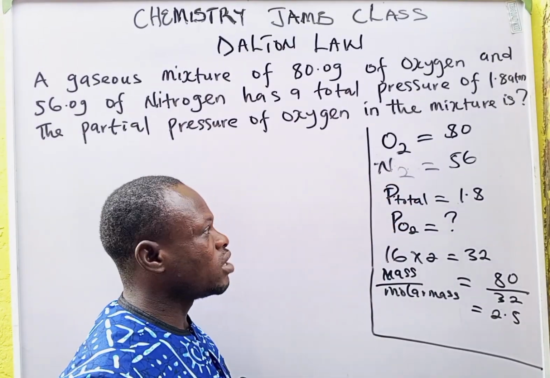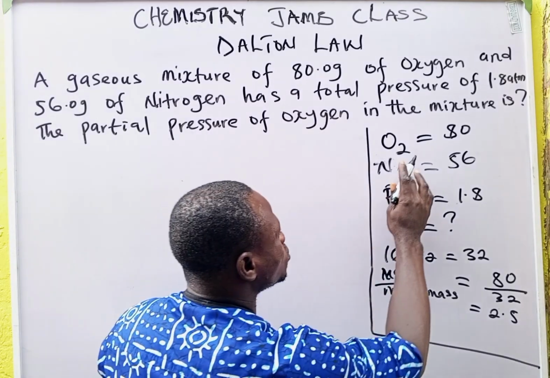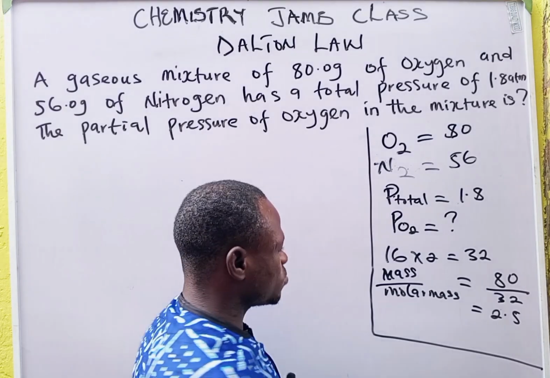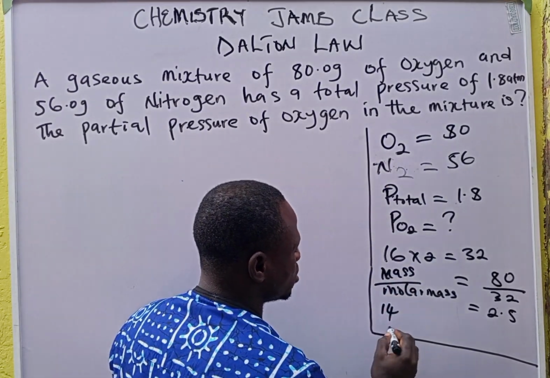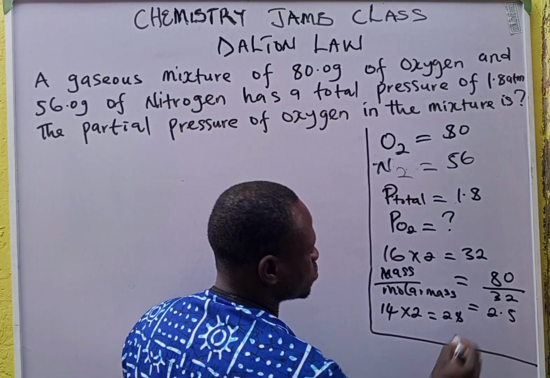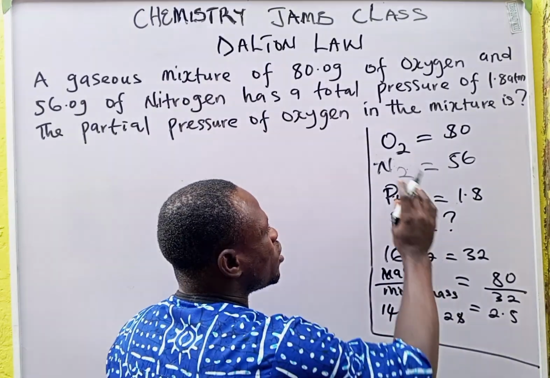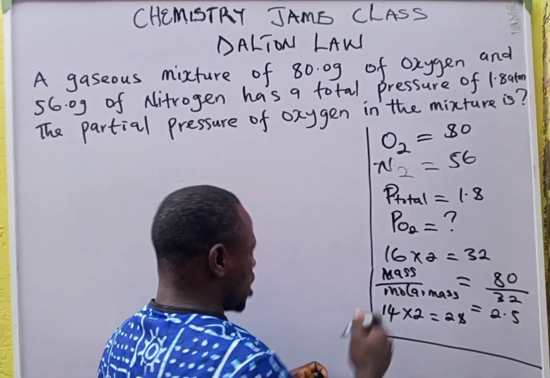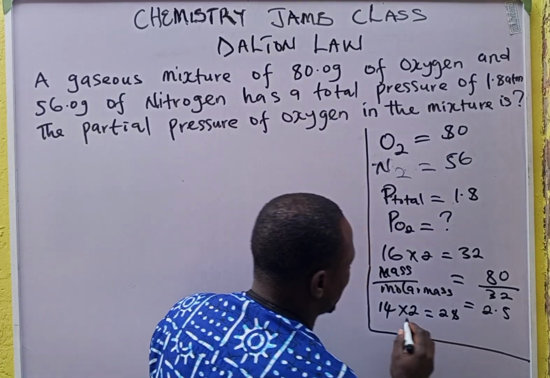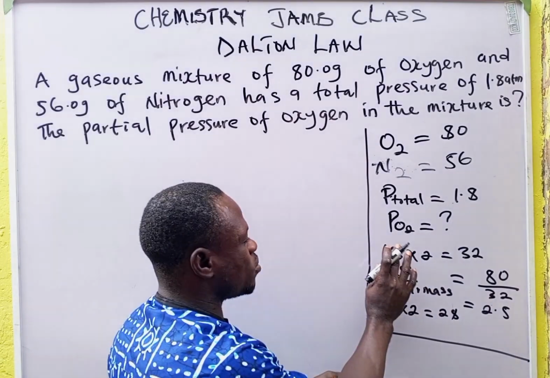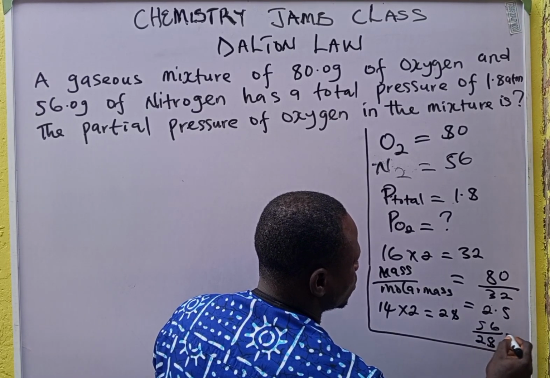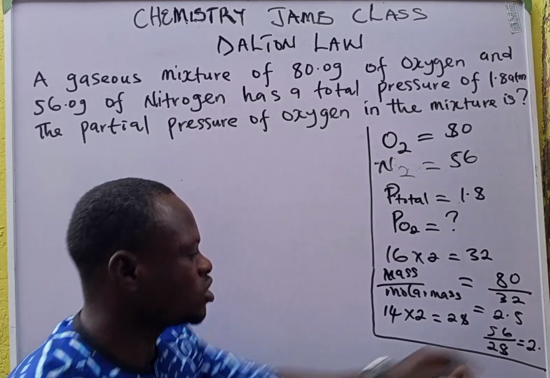We now go again. The one of nitrogen. Nitrogen here has atomic mass of 14. So now we say 14 times 2, nitrogen is 2, equals 28. Are you following? Now the nitrogen is given in grams, which is 56 grams. You divide it just the way you have done with the oxygen. You have 56 divided by 28. Answer is 2. You have gotten your moles.